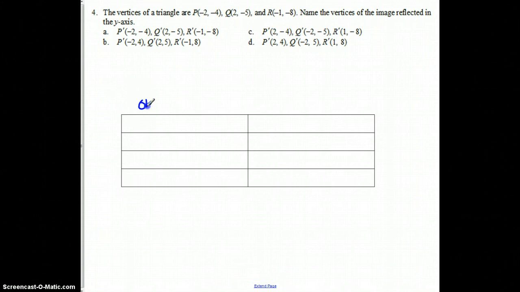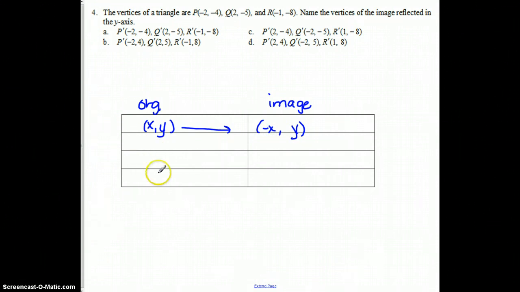So we're going to do the same thing. We're going to do our original in my image. And I know that if I'm going to make this rule, when it reflects over the y-axis, y is the one that stays the same, and x becomes opposite. So let's go through.